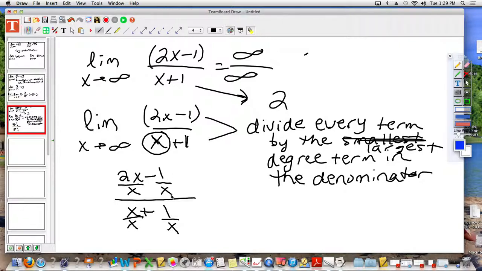So like this 2x divided by x, they cancel out. What does that give you? 2 minus 1 over x. You can't simplify 1 over x, so you leave it 1 over x. Divided by, what is x over x? They cancel to give you 1 plus 1 over x. And now what you need to do is calculate the limit as x approaches infinity of your new function.